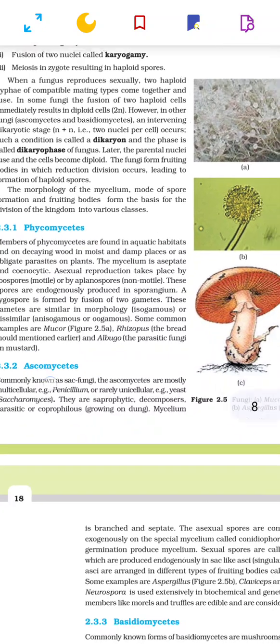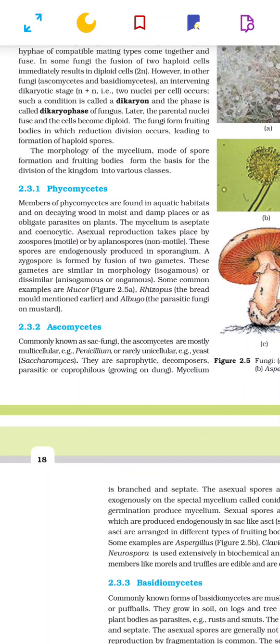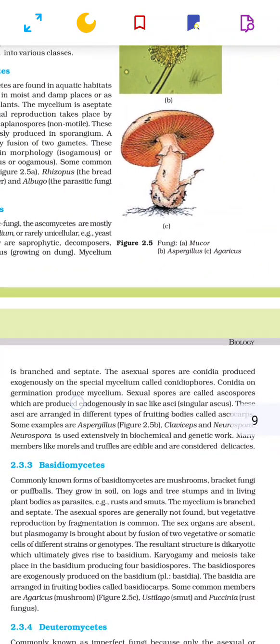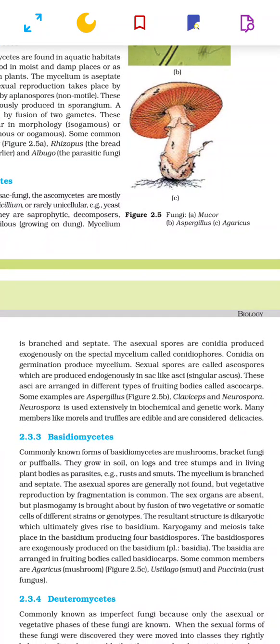2.3.2 Ascomycetes. Commonly known as sac fungi, the Ascomycetes are mostly multicellular, for example Penicillium, or rarely unicellular, for example yeast, that is Saccharomyces. They are saprophytic, decomposers, parasitic or coprophilous, that is growing on dung. Mycelium is branched and septate. The asexual spores are conidia produced exogenously on the special mycelium called conidiophores. Conidia on germination produce mycelium.